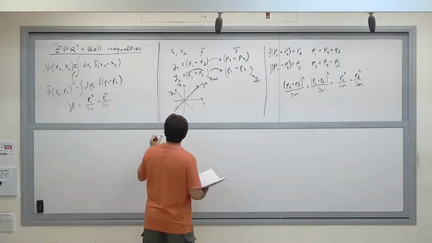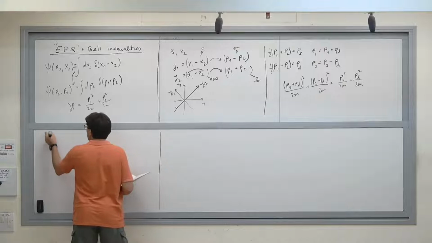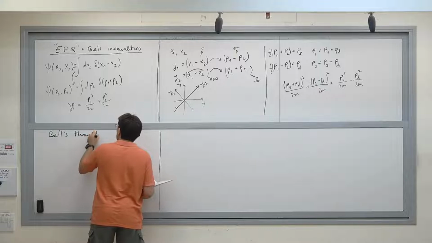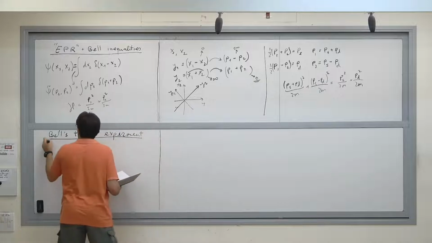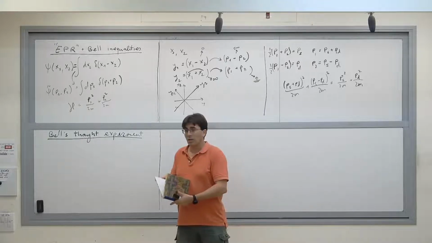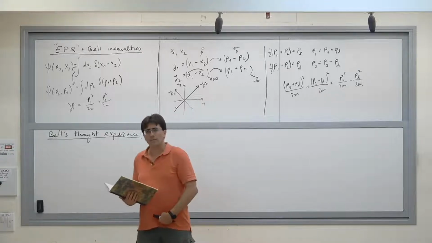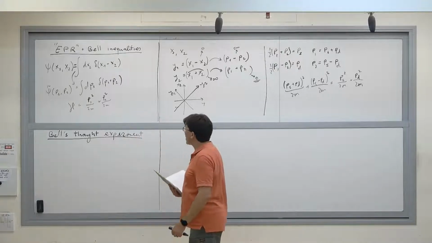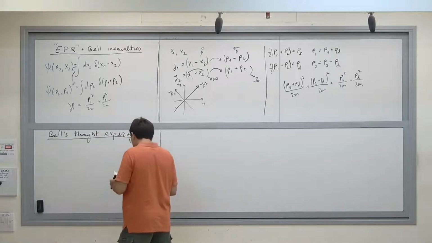So we want to discuss Bell's thought experiment. And it's not really a thought experiment because it was later performed. It took, though, quite a long time until it was actually performed. It was in 1981 that Aspect did this experiment almost as it was thought by Bell.